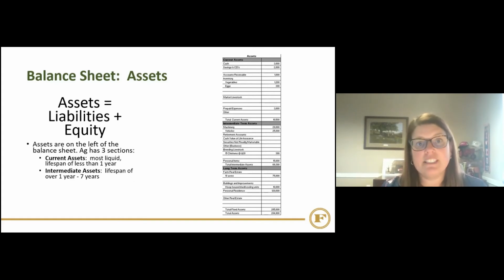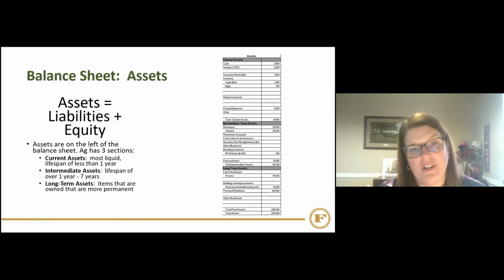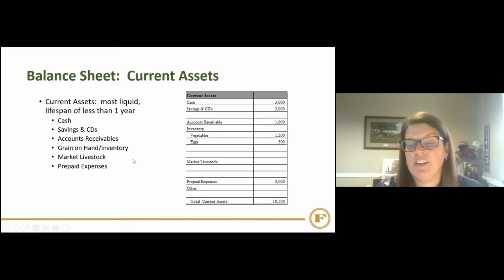Like it'd be really easy to convert it into cash. Not as easy as cash itself or inventory, but it's still easy. So then the last section, the last asset category, are the long-term assets. So let's go over each category to see what is included in each one. The first one we have, we're going to start with the top left of the balance sheet. And those are your current assets.